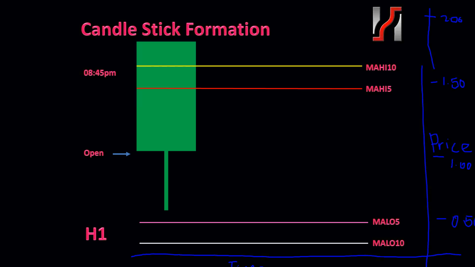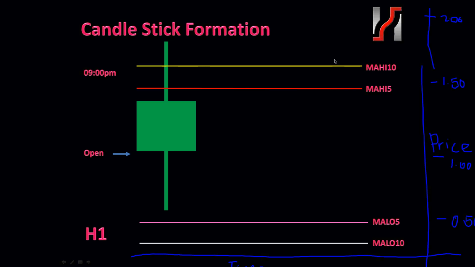Another 30 minutes, then the price went back up again, let's say to about $1.75, and then finally at 9 p.m. this candle closed. Because we're looking at H1 here, the candle's life is about 1 hour. So the candle closes at 9 p.m. That's where the candle closed. Let me just pause here for a bit.